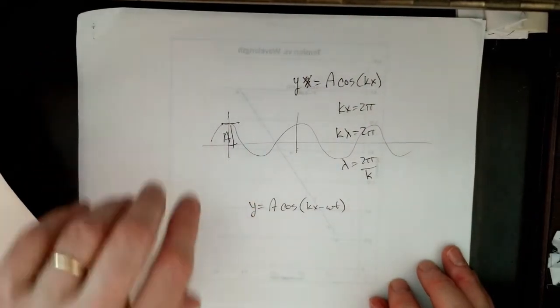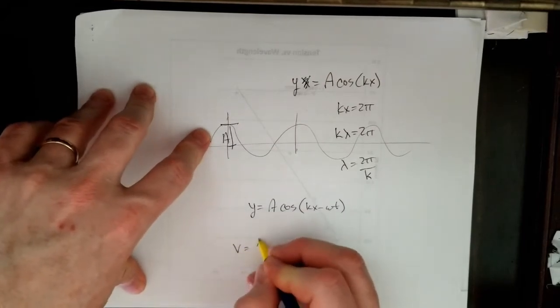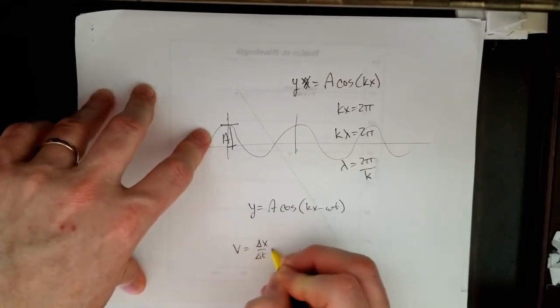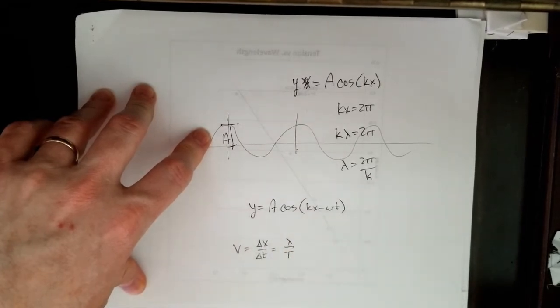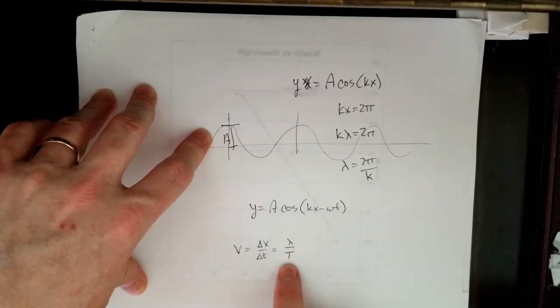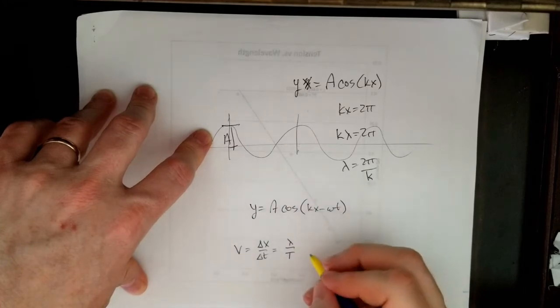The speed of a wave like this is simple enough. I know that speed is equal to distance over time. And if the distance is the wavelength and the time is the period, we have this. If you then translate that to frequency, you'd have v equals lambda f, which is something you should have seen in the first semester course.